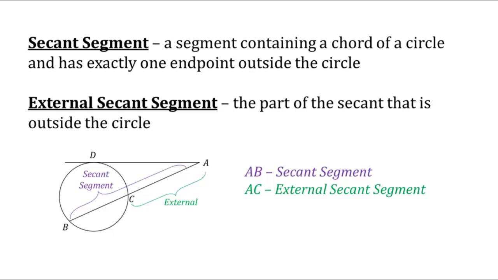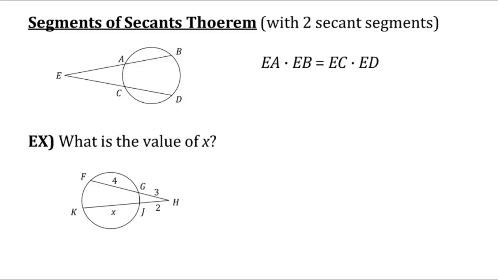And so if you look on this picture below, in purple, I drew a curly Q over all of AB, so that whole piece is the secant segment. And then the portion AC, the portion that is not inside the circle, that's not part of the chord, that's my external secant segment. So we use these together in the segments of secants theorem using two different secants.